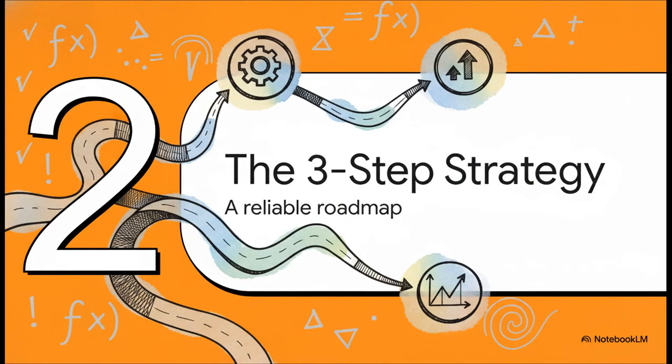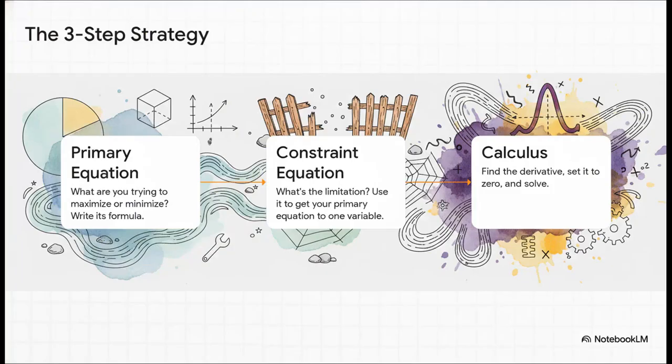Now, I know this might sound a little complex, but don't worry. There's this beautifully simple and reliable roadmap for solving almost any optimization problem out there. We're going to break it down into a really clear 3-step strategy that you can pretty much apply every single time. Okay, here it is. First up, step 1, the primary equation. Just ask yourself, what are you trying to maximize or minimize? Is it area, volume, profit? Whatever it is, that's your target.